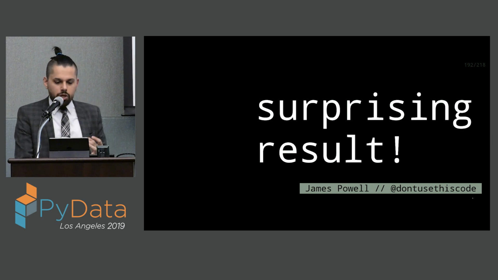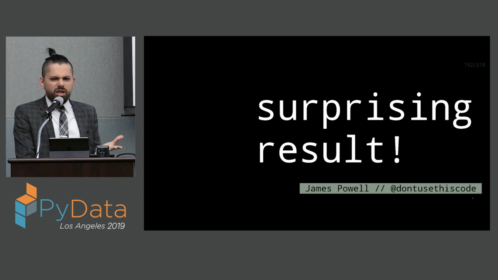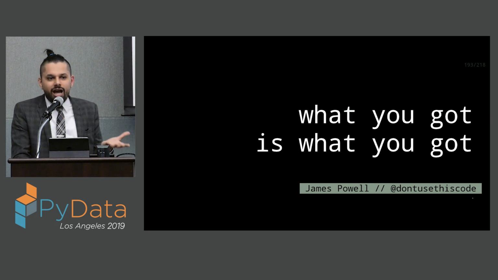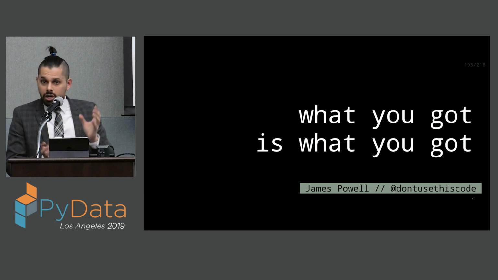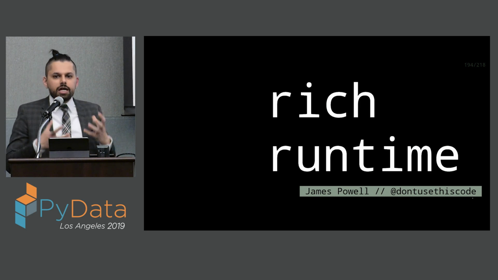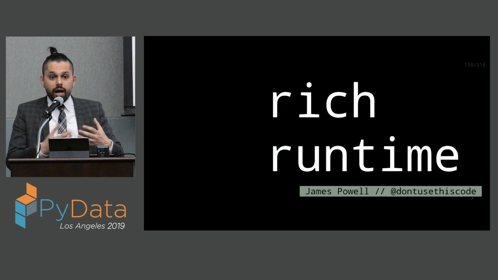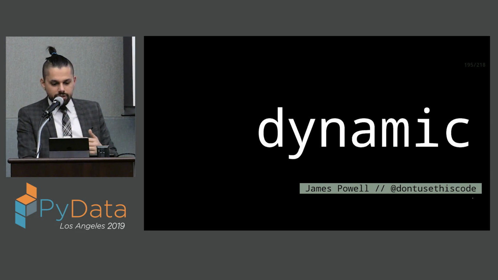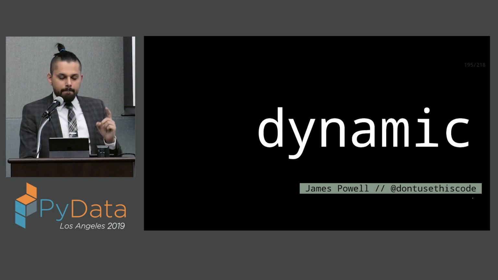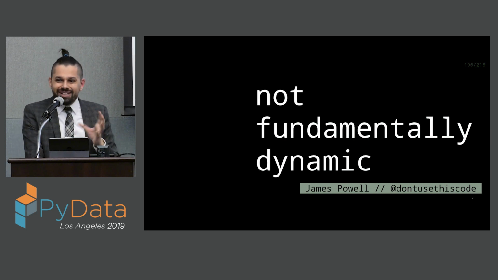And it's a surprising result because it turns out in Python, when you have an object, you kind of got what you got. You got that object, and you can kind of mock out certain pieces here and there, but you can't mock out the entire object, which you'd think you would be able to because Python has such a rich runtime. It has the ability to mock out so many different things, to stub out or to implement all of these behaviors. And this is what makes Python so dynamic. But what you might see is that Python is not really fundamentally dynamic.